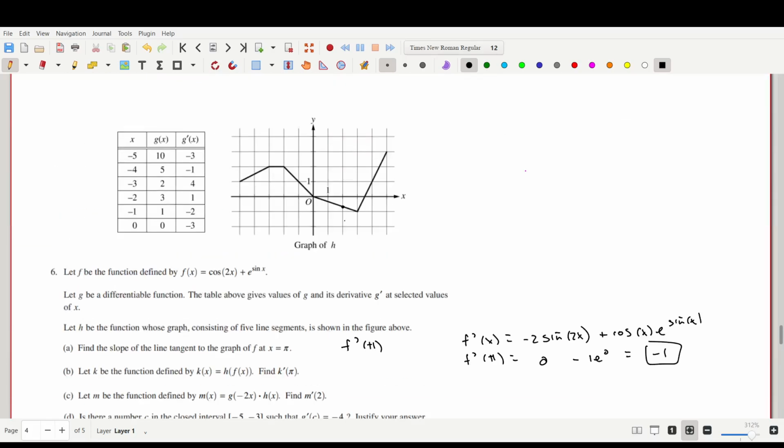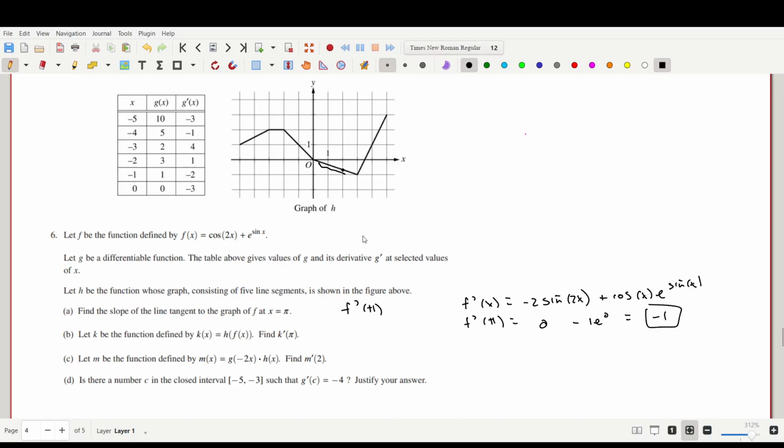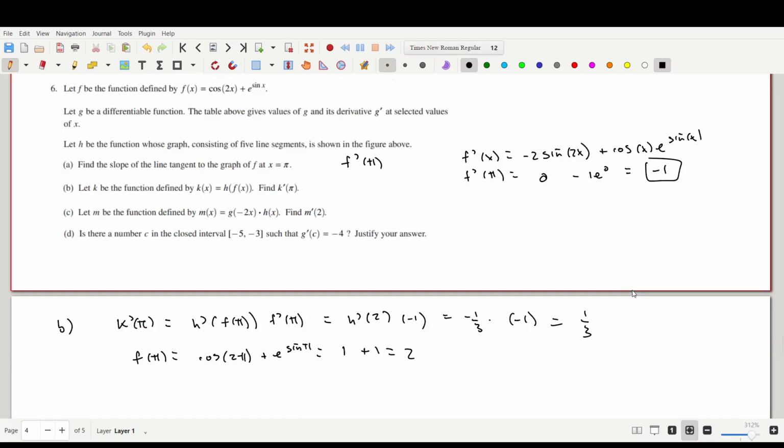Right, because this slope is negative a third there. Really concerned with f prime of pi. I feel like it's wrong. Let me just think for one more second. Yeah, negative 2 sine 2x, and then we have e to the sine x. And that would be plugging in cosine out front, so negative 1 at pi. Okay, I'll go with it.